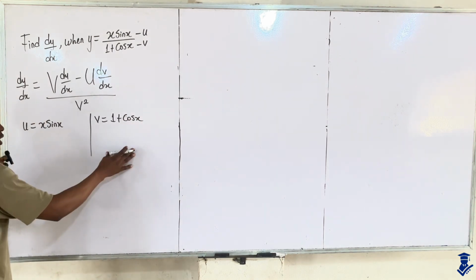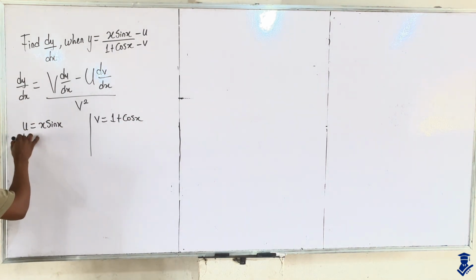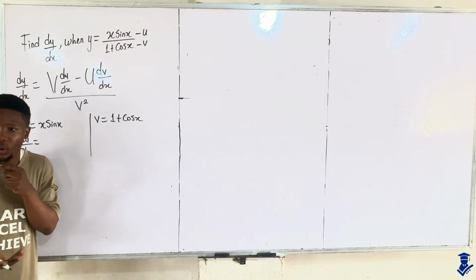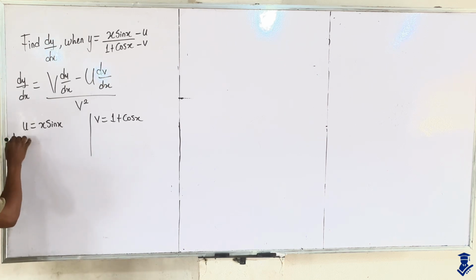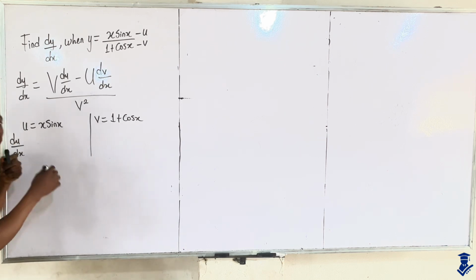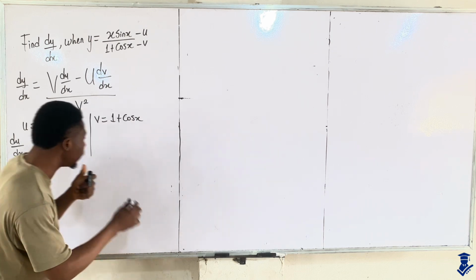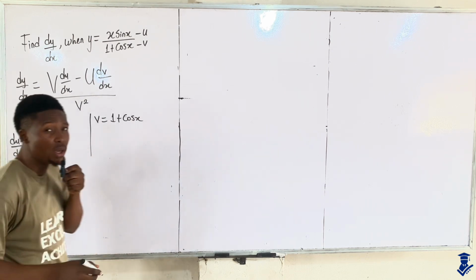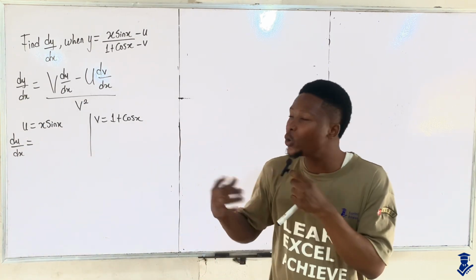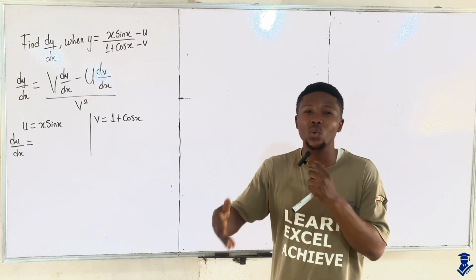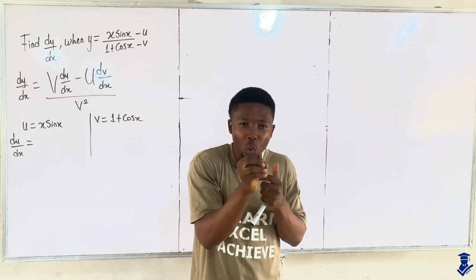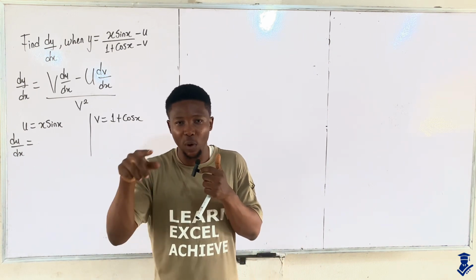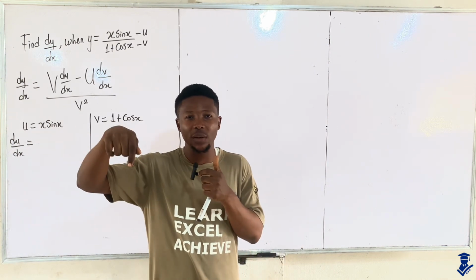Differentiate this side, differentiate this side. So when you differentiate this side, you're differentiating u with respect to x, and you're going to use product rule. So du/dx is going to be equal to, and what's product rule? Product rule says v du/dx plus u dv/dx. That means take the first one, differentiate the other, plus take the second one, differentiate the first one.